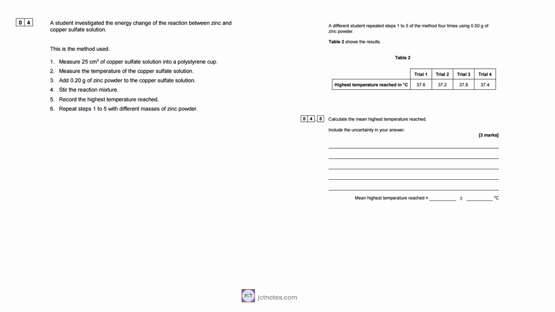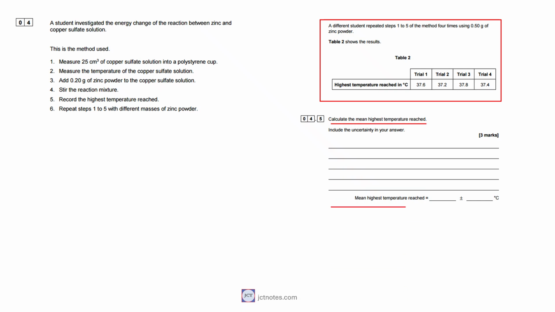Let's move on to question 4.5. We are given a table with 4 different trial results for the highest temperature reached, and we need to calculate 2 things, the mean highest temperature and the uncertainty. This question is worth 3 marks. While most students successfully calculated the mean, fewer than half managed to get the uncertainty correct. Let's make sure you get all 3 marks.